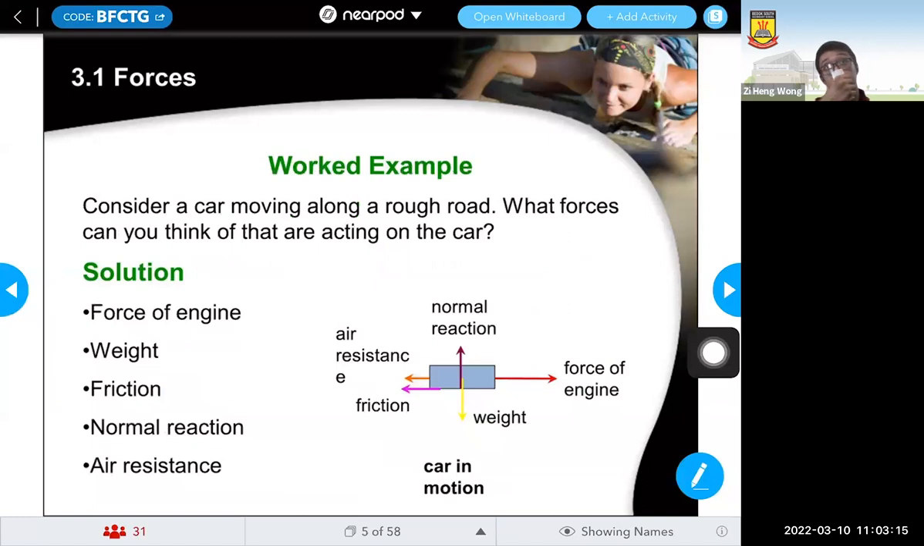So what are some examples of forces? Weight is the gravitational force. Normal reaction force is the one you get when you touch the bottom; we'll come to that again in Newton's third law. Force of engine is the forward force, and friction is the contact force that acts when you push forward. Air resistance is also like friction, but it's the air pushing against you. These are the common forces that you will see.